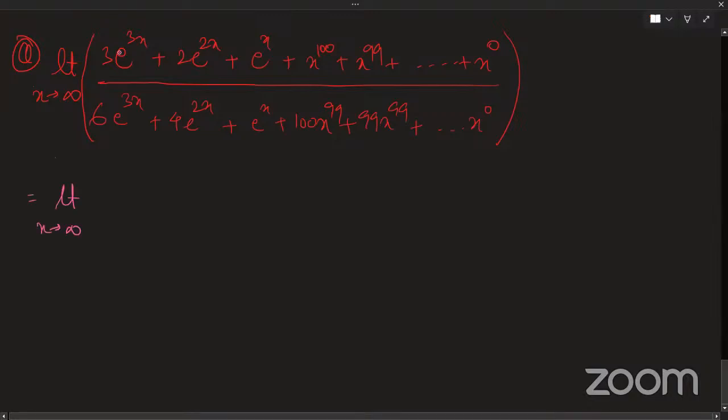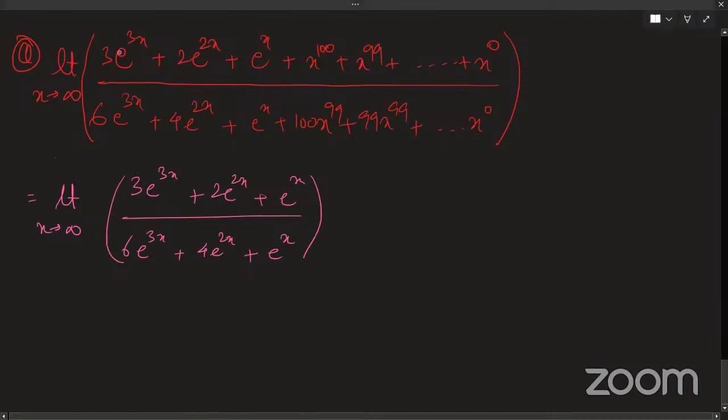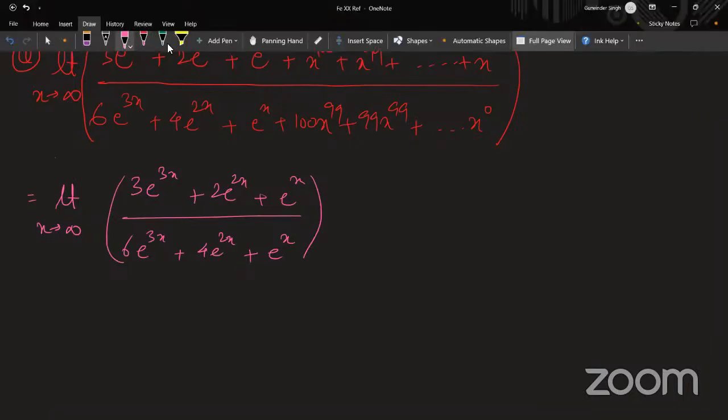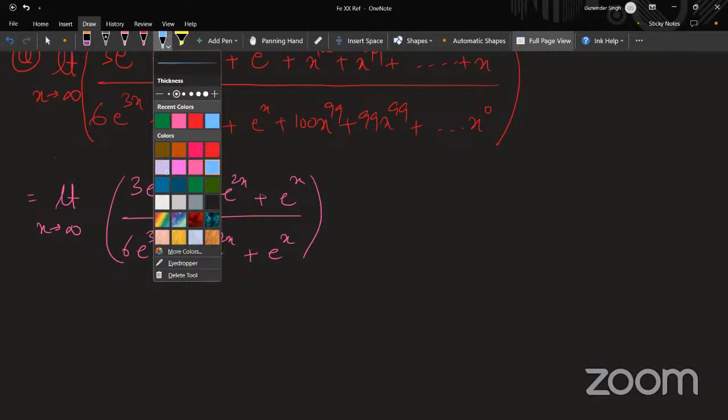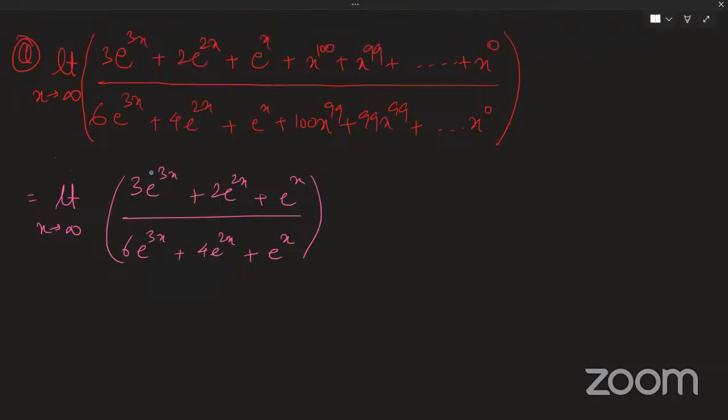So after ignoring your polynomial, you get e raised to 3x plus 2 e raised to 2x plus e raised to x divided by 6 e raised to 3x plus 4 e raised to 2x plus e raised to x. After this, what can you do? Can you just think? It is a very small step you need to do. No. What will you do?